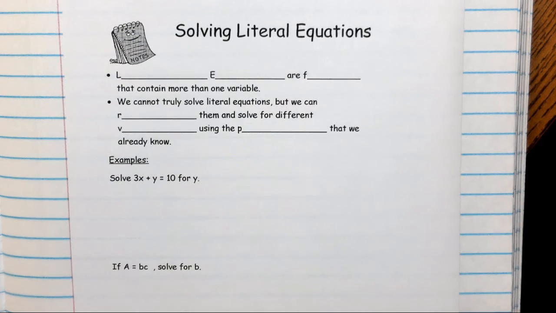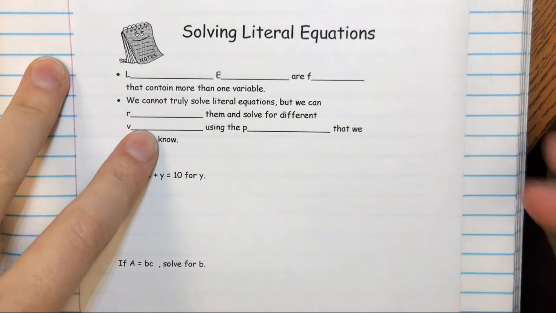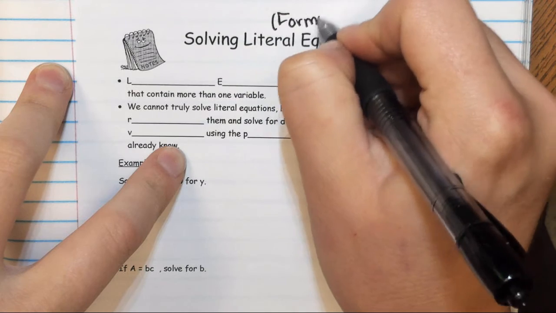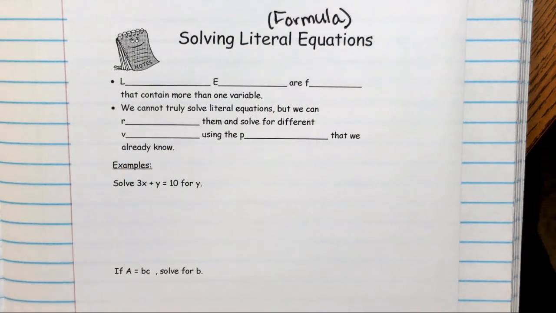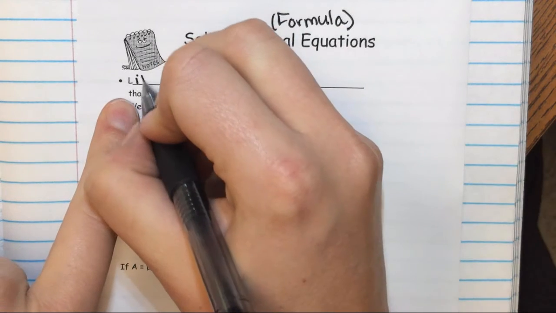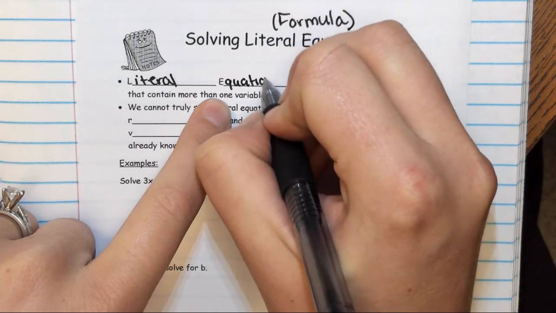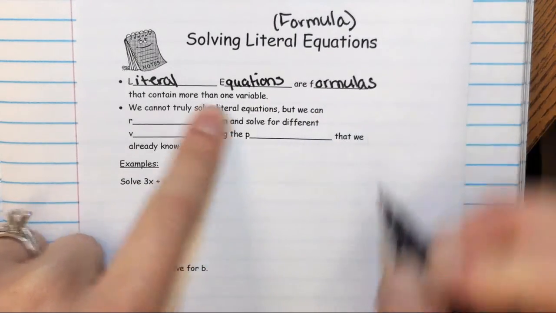In this video, we're going to talk about solving literal equations. A literal equation is just a fancy word for formula, and this is an equation that contains more than one variable. So literal equations are formulas that contain more than one variable.